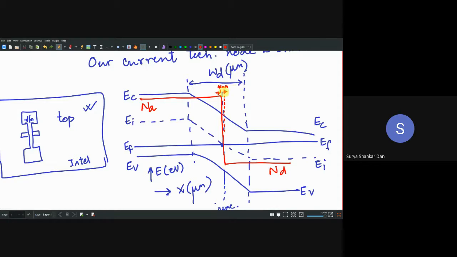So instead of becoming a perfect Na and Nd, there is a small variation in the slope of this Na and Nd at the junction. This is in the order of 41 nanometers. That's what we have seen in the calculation, right?